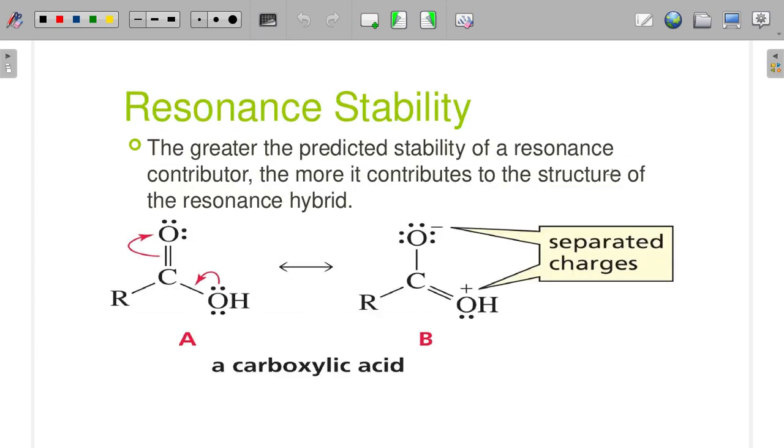Okay, something that affects our stability is whether or not our resonance contributors are stable molecules. Now this particular example is a great example that shows us why a carboxylic acid may not need a resonance contributor to explain its stability. Matter of fact, this particular resonance structure is very unstable because it has those separated charges. It's very much going to prefer to go backwards. Very little bit of this is going to go forward.